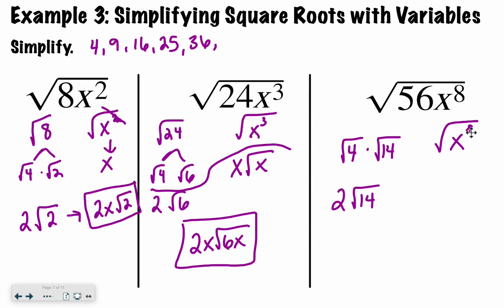How many groups of 2 go into 8? That would be 4. And since it's an even number, there are none left over, so that means it stays outside of the square root. So putting those 2 things together, I have a 2 and an x to the 4th outside the square root, and then I have a 14 under the square root.